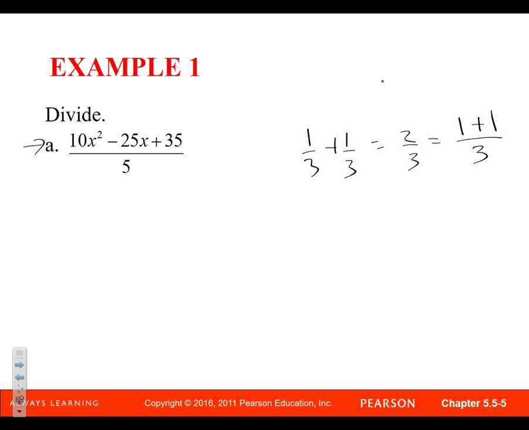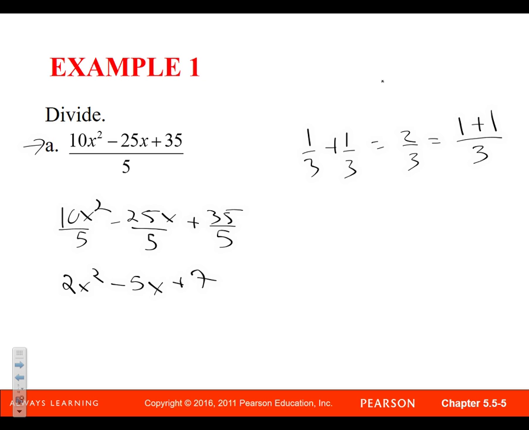what we're really looking at here is 10x squared divided by 5. Sorry, that's not a plus at all. Minus 25x divided by 5 and 35 divided by 5. Everyone cool with that? So then I can just simplify it. What's 10 divided by 5? 10 divided by 5 is 2. But then, of course, I am going to add that x squared, right? Because I'm still multiplying it. And then I've got negative 25 divided by 5. That's a negative 5x. And finally, plus 7. That's a horrible 7, but you get the point. I'm done.